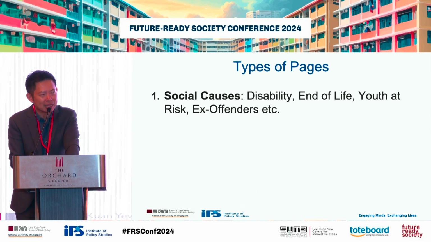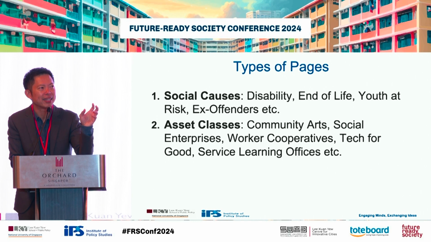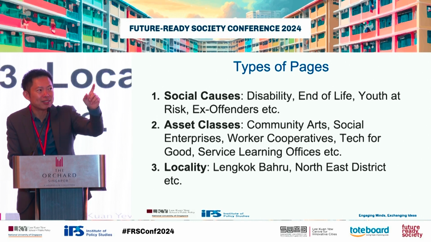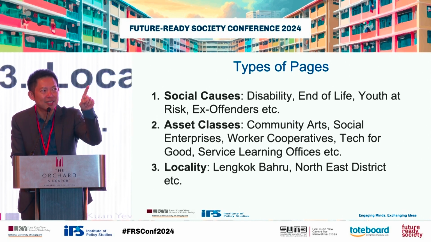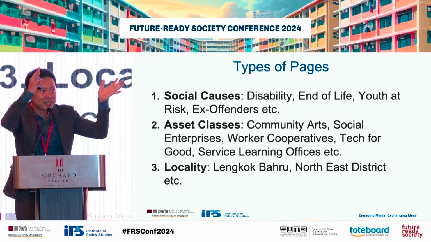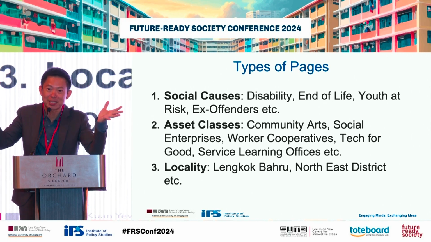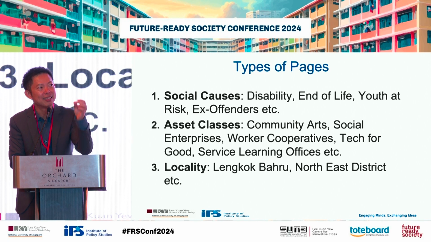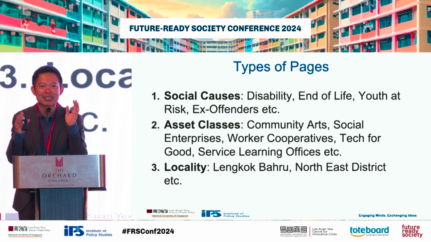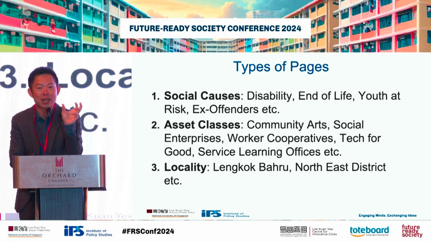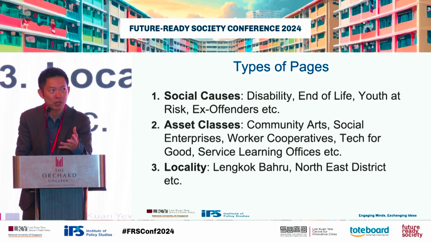So we have different types of pages. It's very bad, but to make it simpler in your mind, the social causes are all the people with the problems, and the assets are all the people with the solutions. But of course, that's not how it is. The people with the problems are also assets. They have their own skills and strengths, but that's how you could simplify it in your mind, right? There are social causes, but there are also asset classes. So these are people who can bring something to the table, whether it's a tech for good community, community arts, or even the service learning officers who have a network, etc.